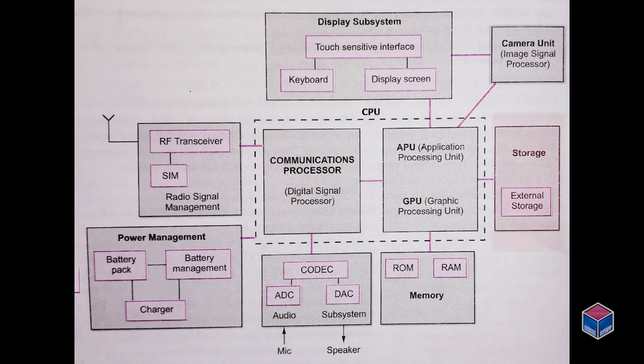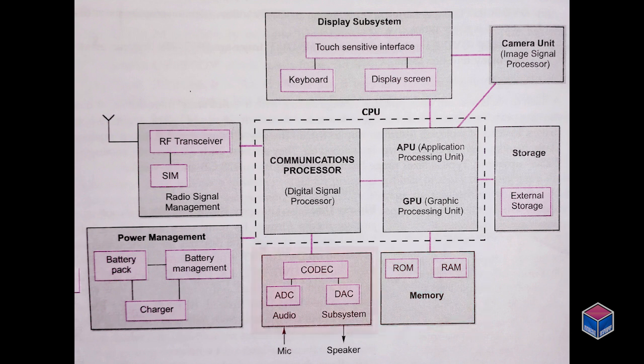Then we have a storage area, and we have two types of storage: a primary storage and a secondary storage. The storage area is meant for the external storage. And then we have read-only memory and random access memory, which make up the memory module of the mobile system organization. And then we have the codec.